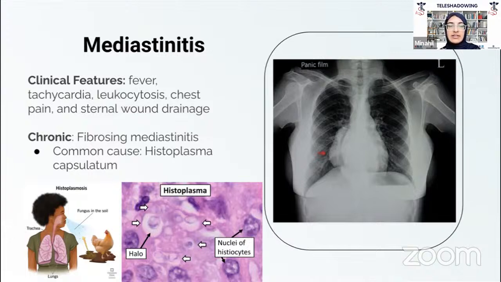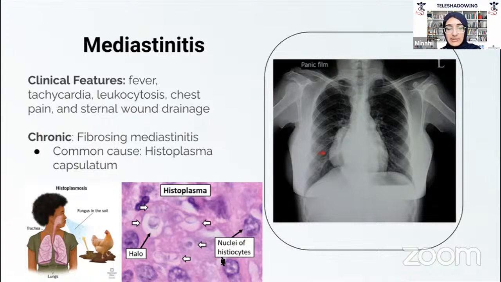You can see here how that happens: it's a microbe inhaled from fungus that's in the soil, and if it gets into the trachea, it can proliferate in the lungs. This is what a histoplasma would look like, and this is how you would diagnose it.